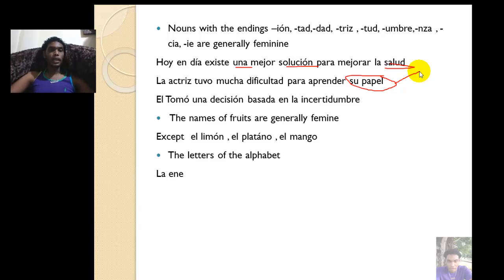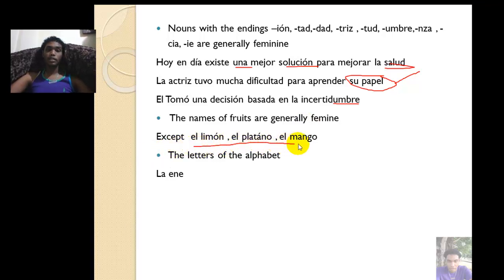Él tomó una decisión basada en la incertidumbre. He made a decision based on uncertainty. Right? So notice, umbre. Note there's also another word, la muchedumbre, that means crowd. Okay? The names of fruits are generally feminine, except el limón, el plátano, and el mango. Now there are more, but I've just included these three for comparison.